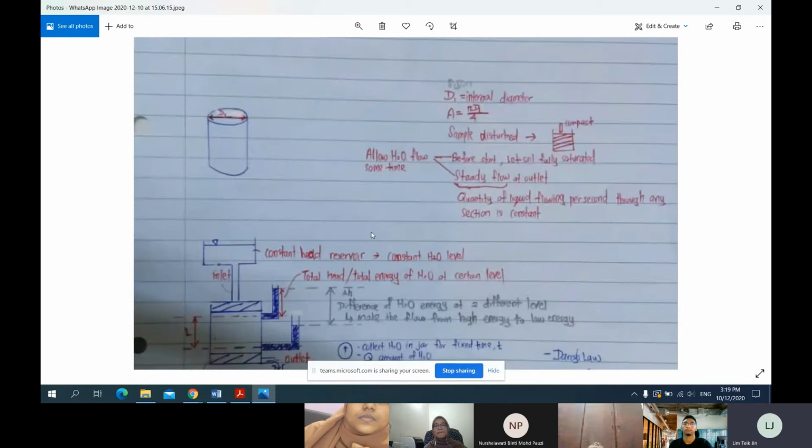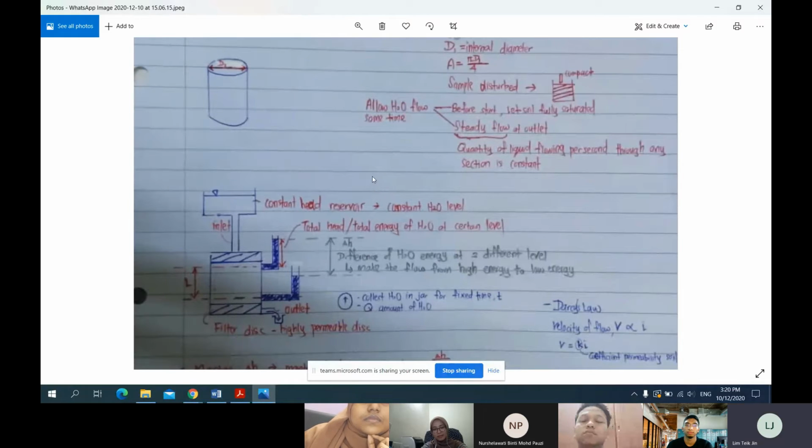After setting up all the apparatus, I allow the water to flow through the apparatus for some time. There are two objectives. The first objective is to achieve the fully saturated condition for the soil, and the second objective is to achieve steady flow at the outlet. When we achieve steady flow at the outlet, the quantity of liquid flowing through the section of the soil sample is constant.